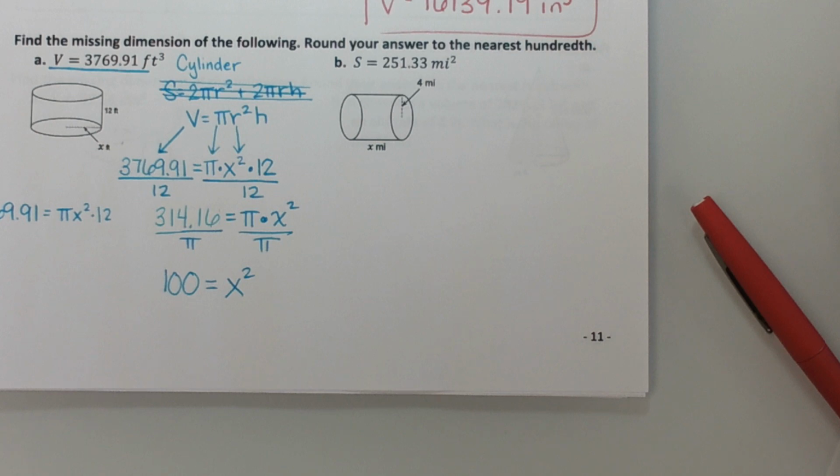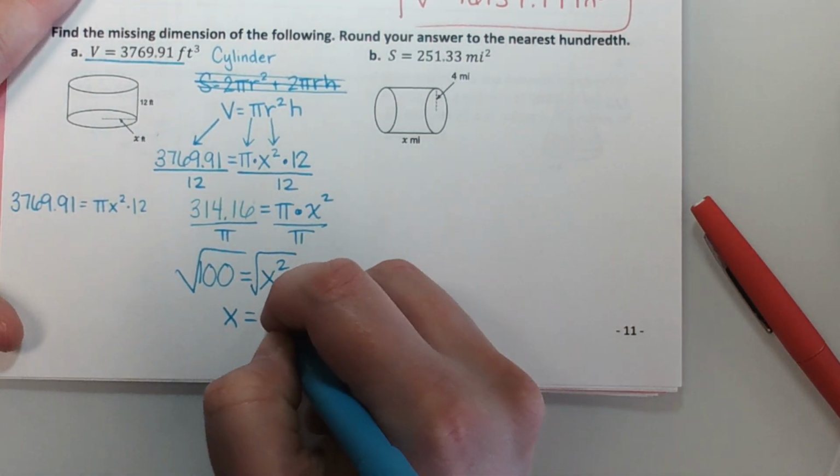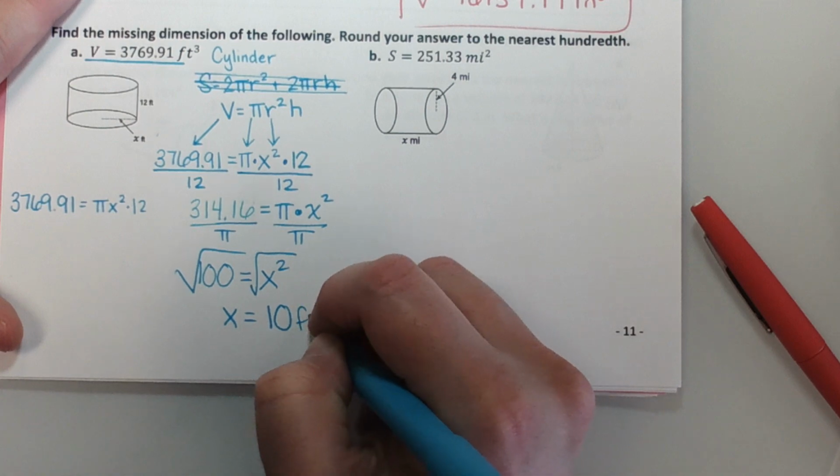Riley, what comes next? Take the square root. To get rid of a square, you take the square root. Now, generally, when you introduce a square root, there's something else you actually should introduce to the problem as well. Do you remember what symbol? Plus minus. But does it make sense to have both a positive and a negative? No. Not when it's a radius. X is equal to 10 feet.